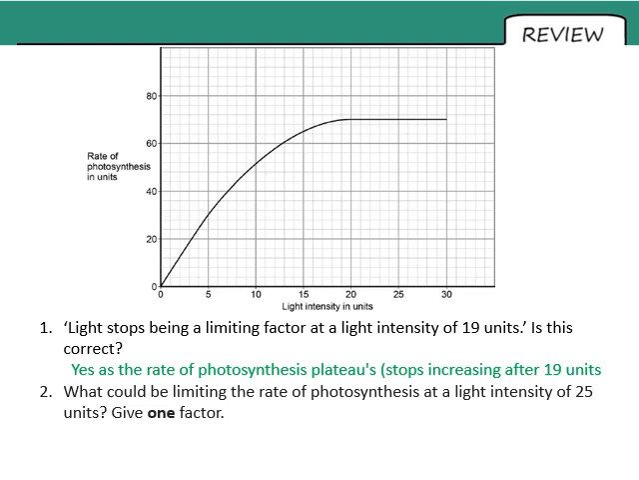Secondly then, what could be limiting the rate of photosynthesis at a light intensity of 25 units? If you look at 25 units, you can see that the rate of photosynthesis hasn't increased. That means the plant has got enough light at this point, so something else must be stopping it from photosynthesizing. The options you could have are carbon dioxide or CO2, water, temperature, or the availability or amount of chlorophyll. One of these factors must be limiting the rate of photosynthesis at this point.